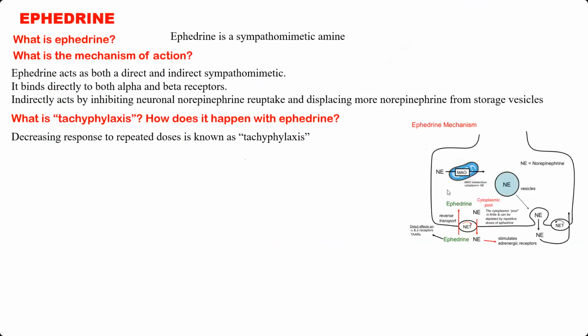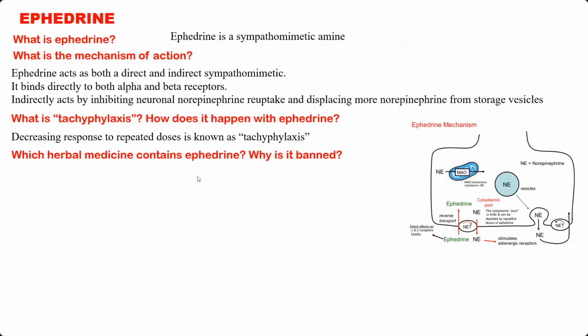And here, if you see this picture, the cytoplasmic pool of norepinephrine is exhausted by the time you repeatedly give the drug, and it causes the release of norepinephrine. The norepinephrine storage here becomes exhausted, so no more norepinephrine will be released, and that is how tachyphylaxis occurs. That is the ephedrine mechanism, normal action as well as tachyphylaxis, well explained in this picture.